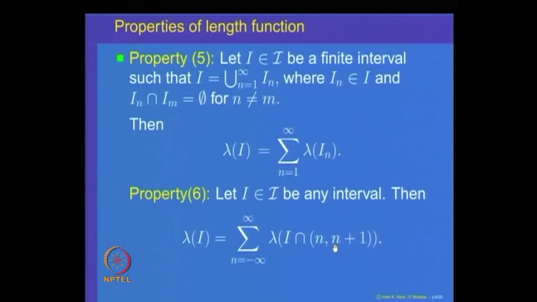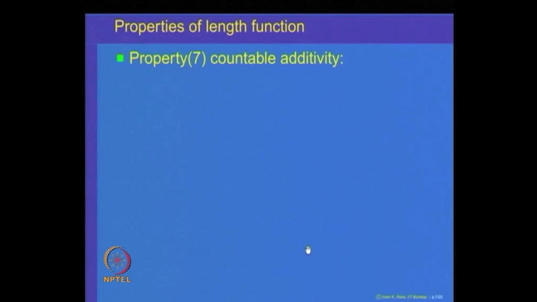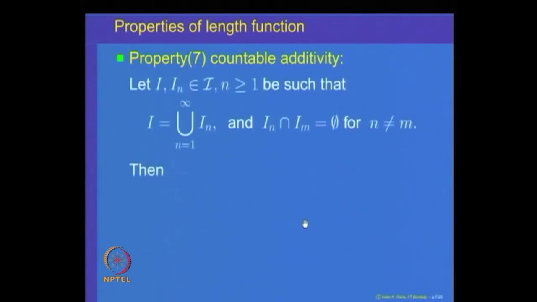So, this is an important property. It says the length of any interval is a summation of the lengths of its pieces. And note that the length of each one of these pieces, being a finite interval, is a finite number. So, this says that any interval can be written as a countable disjoint union of intervals, each having finite length. This is an important property which is going to be called the sigma finiteness property of the length function on the real numbers.